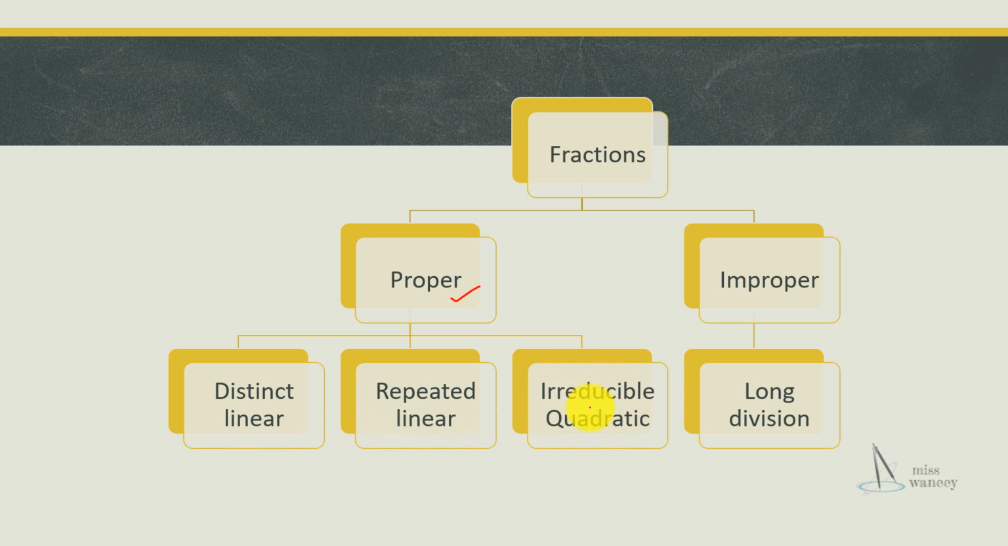So this is a quadratic that cannot be factorized, for example x squared plus 1 or x squared plus 2x plus 3. We cannot factorize them because we don't want any complex numbers. That is why we call them a quadratic that cannot be factorized. Repeated linear, you might have x squared or (x minus 1) squared. So those are repeated linear. Distinct linear, x minus 1, x plus 2, and so on. So the power is 1, so we call them distinct linear.